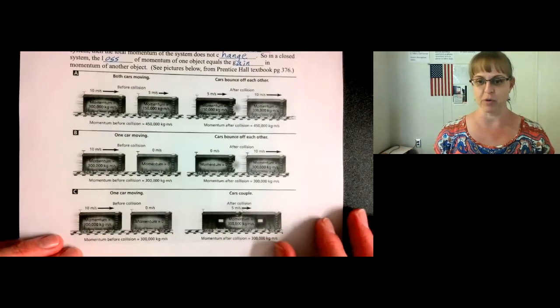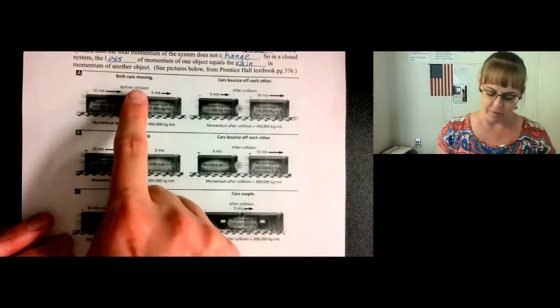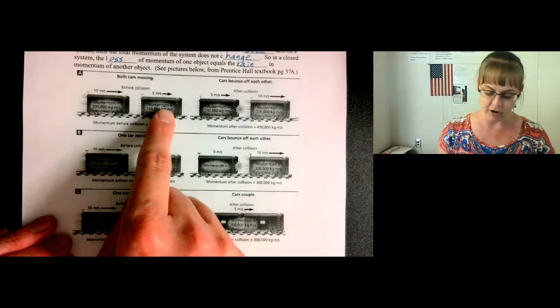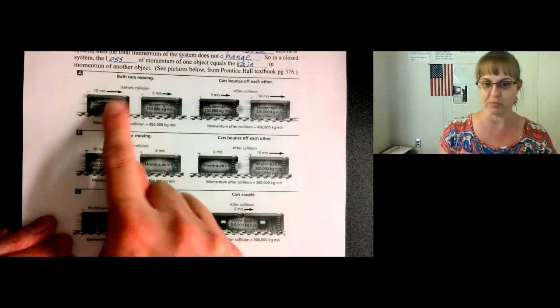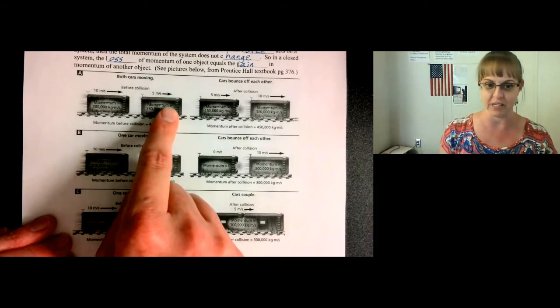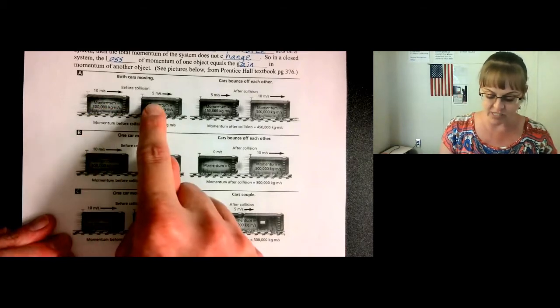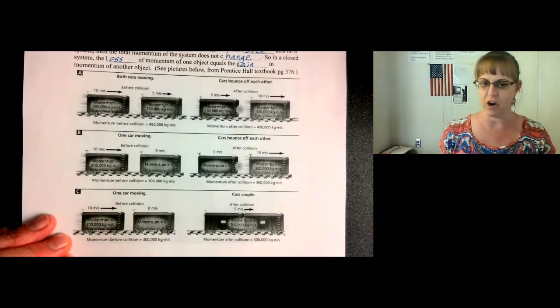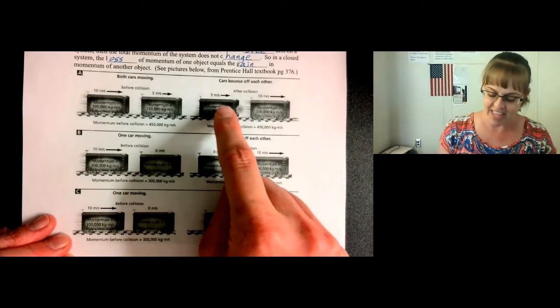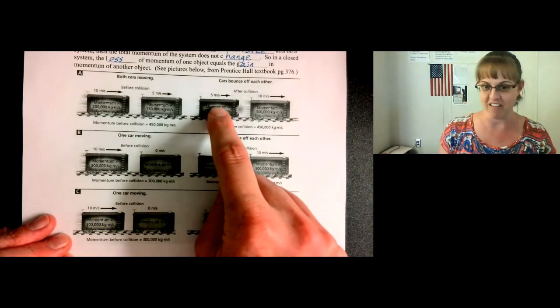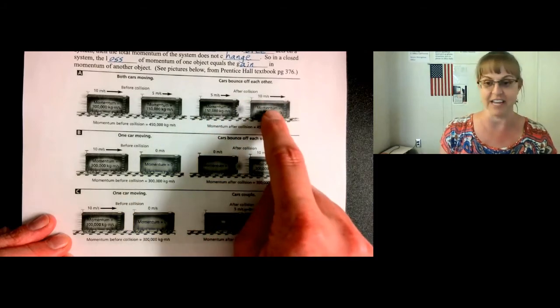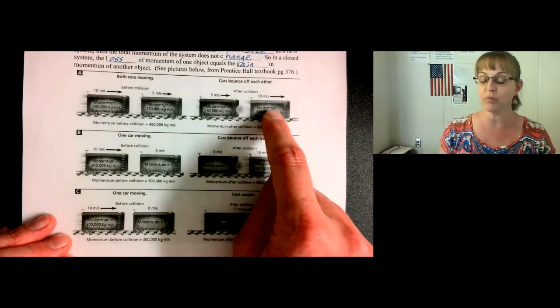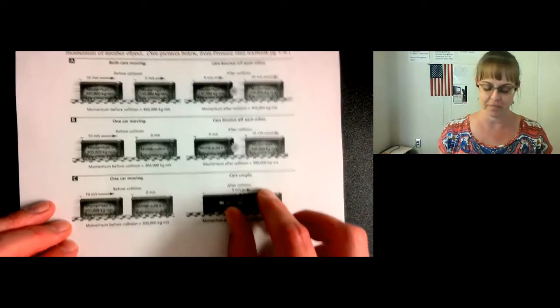Let's look at what that means. This is a picture from your Prentice Hall textbook. In this picture, both cars are moving. One's going 10 meters per second and the other's going 5 meters per second. When this car hits this one, it transfers the momentum to the first car, assuming that the cars weigh equal amounts. Then this car is now going 5 meters per second and this car is now going 10. So the total momentum was conserved.